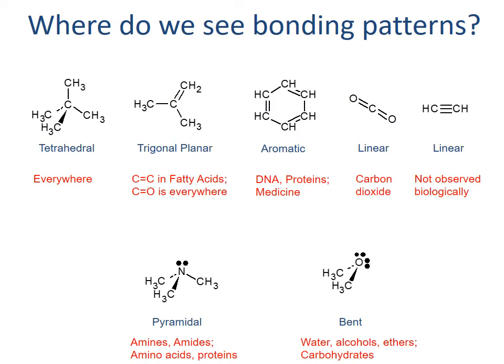These structures show up biologically all over the place. The vast majority of our carbons are tetrahedral, but we can see important biological examples of most of these atomic arrangements in very common molecule types, like fatty acids, proteins, DNA, carbohydrates.